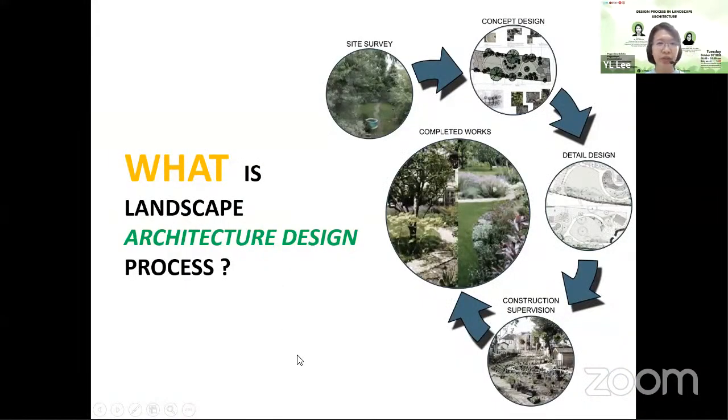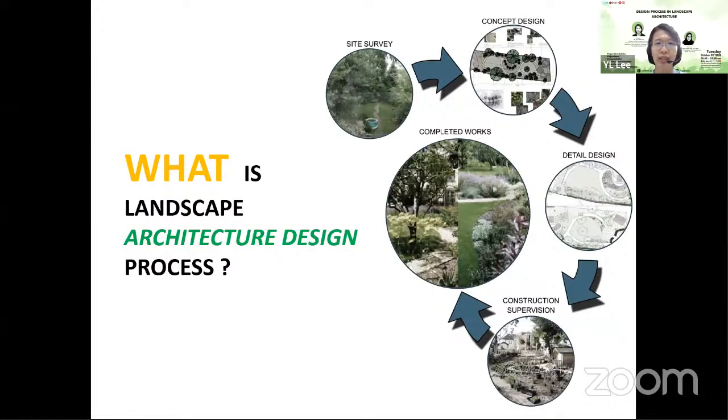Okay, so I pose the first question here. What is the landscape architecture design process? If you browse on Google, you can ask whether it is similar to the architecture design process. If you ask me, I think the process is the same, but the context might be different, like the skill is different, because architecture deals more with the building itself and the context surrounding the building. But landscape architecture design can extend beyond the boundary of the building itself.